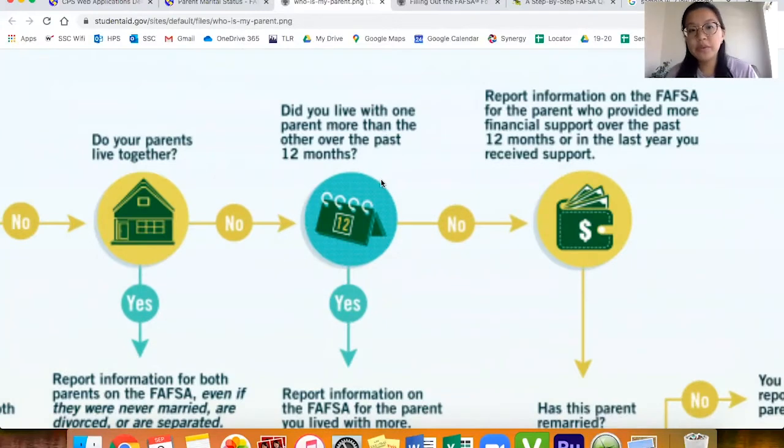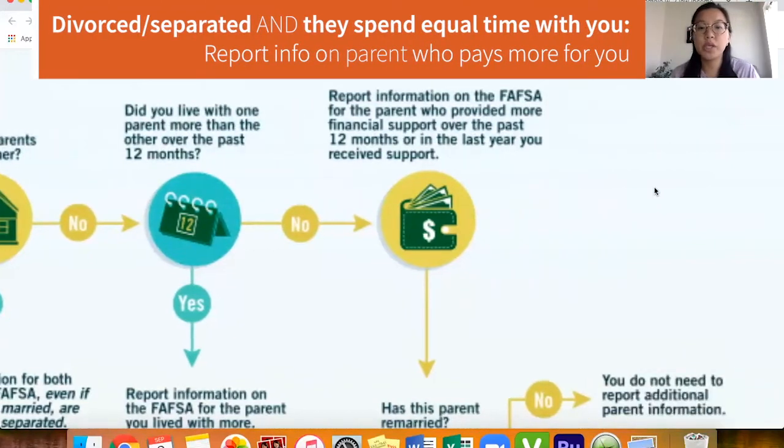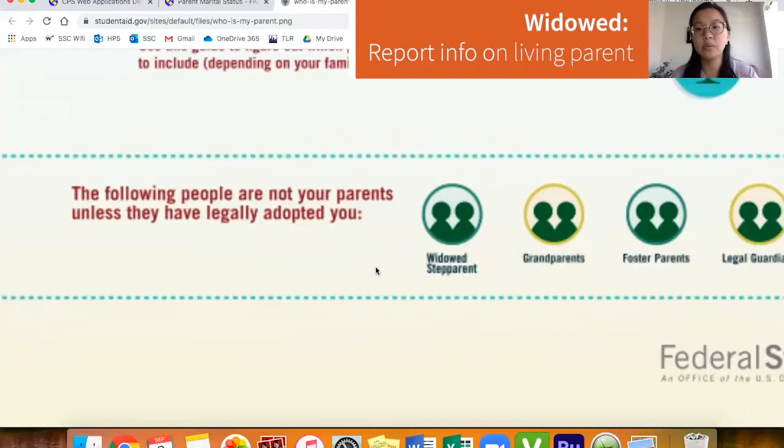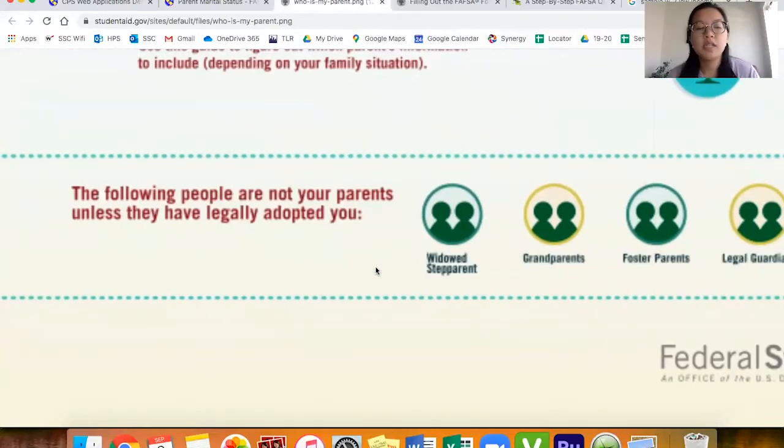Going back, if you did not live with one parent more than the other, like if you perfectly split it down the middle, then you're going to report your information on the parent that provided more financial support to you over the past year. Okay. If you have a deceased parent, they will have an option for widowed, and you would only report on the living parent.